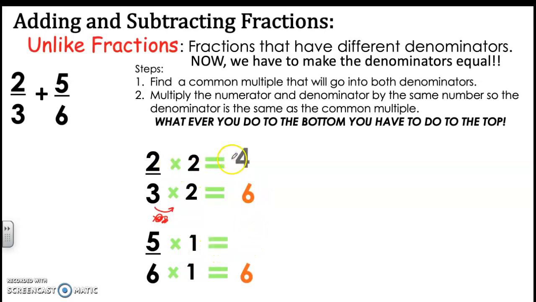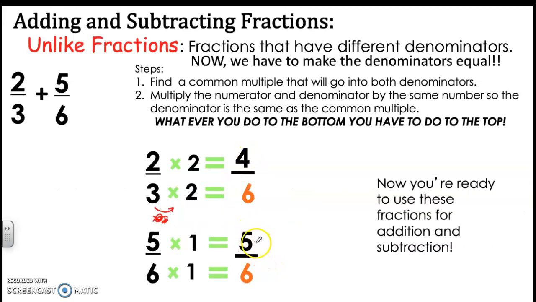The top is going to give me 2 times 2 is 4. And 2/3 became 4 over 6. And the second fraction stays the same, 5 over 6. Now I'm ready to add or subtract, right? Because they have the same denominator. So let me just bring those two numbers here on the side.